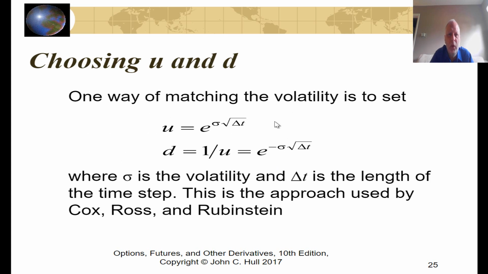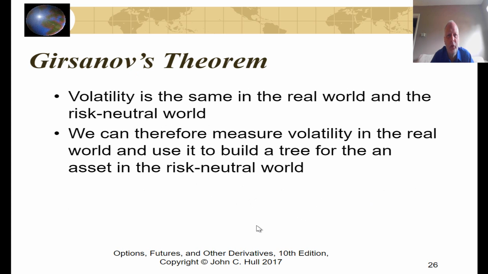How do we choose U and D? Well, if we want to relate our model to the real world, we could say U equals e to the sigma square root of the time to expiration of the option, or to the next step, and D equals 1 over U, or e to the minus volatility square root of time. They note this is the approach that was used by Cox, Ross, and Rubinstein. So volatility under Girsanov's theorem is going to be the same in the real world and the risk-neutral world, so we can use the volatility of the underlying stock and substitute that into the volatility of our model to create a valuation model.